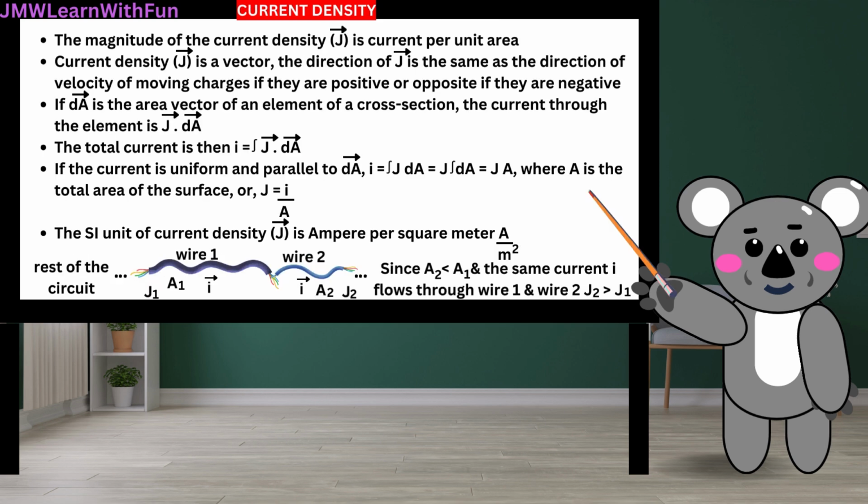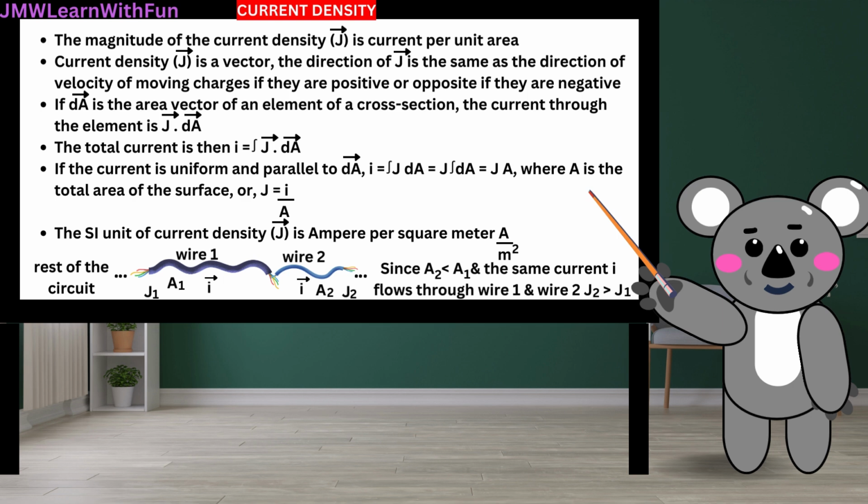The magnitude of the current density vector, J, is current per unit area. Current density, J, is a vector. The direction of vector J is the same as the direction of velocity of moving charges if they are positive, or opposite if they are negative. If vector dA is the area vector of an element of a cross-section, the current through the element is vector J dot vector dA. The total current is then I, equal to the integration of vector J dot vector dA.